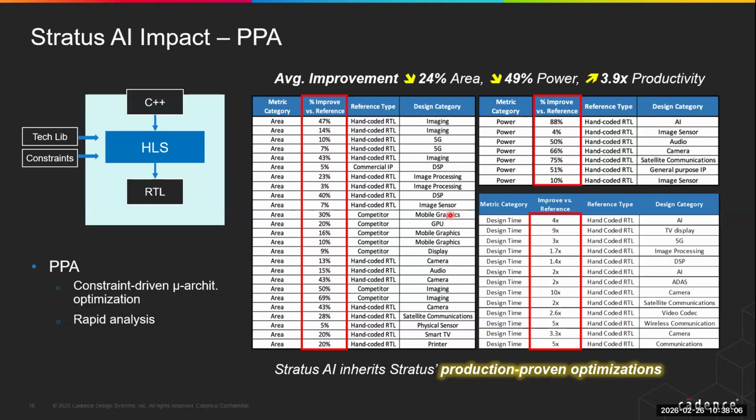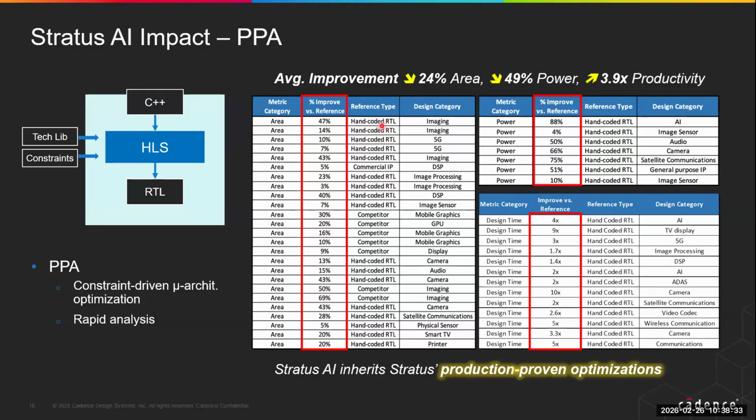And so the beauty of the solution that we're bringing to market is we inherit all the PPA goodness of a production solution that's been in production for close to 3 decades. Now, what this slide shows is we're looking at area, power, and design time for a range of designs, and a range of design types, right?